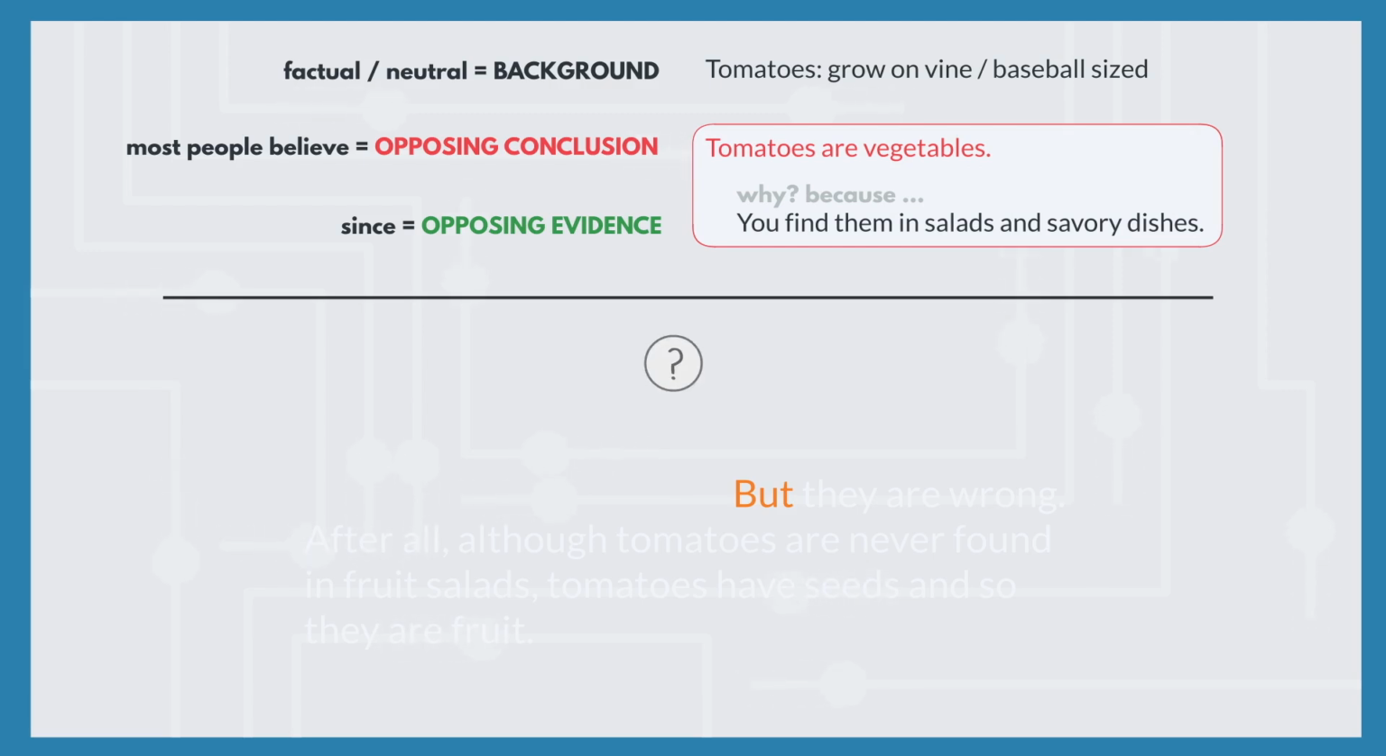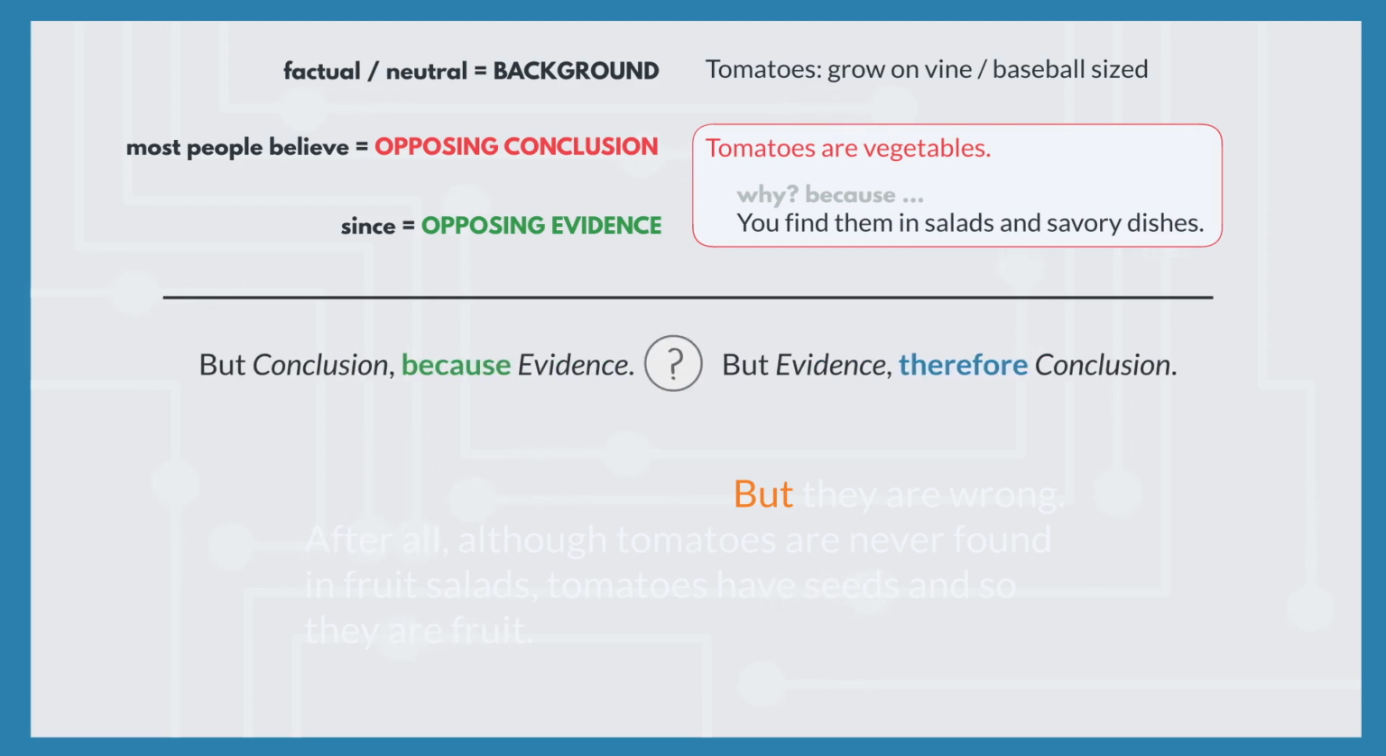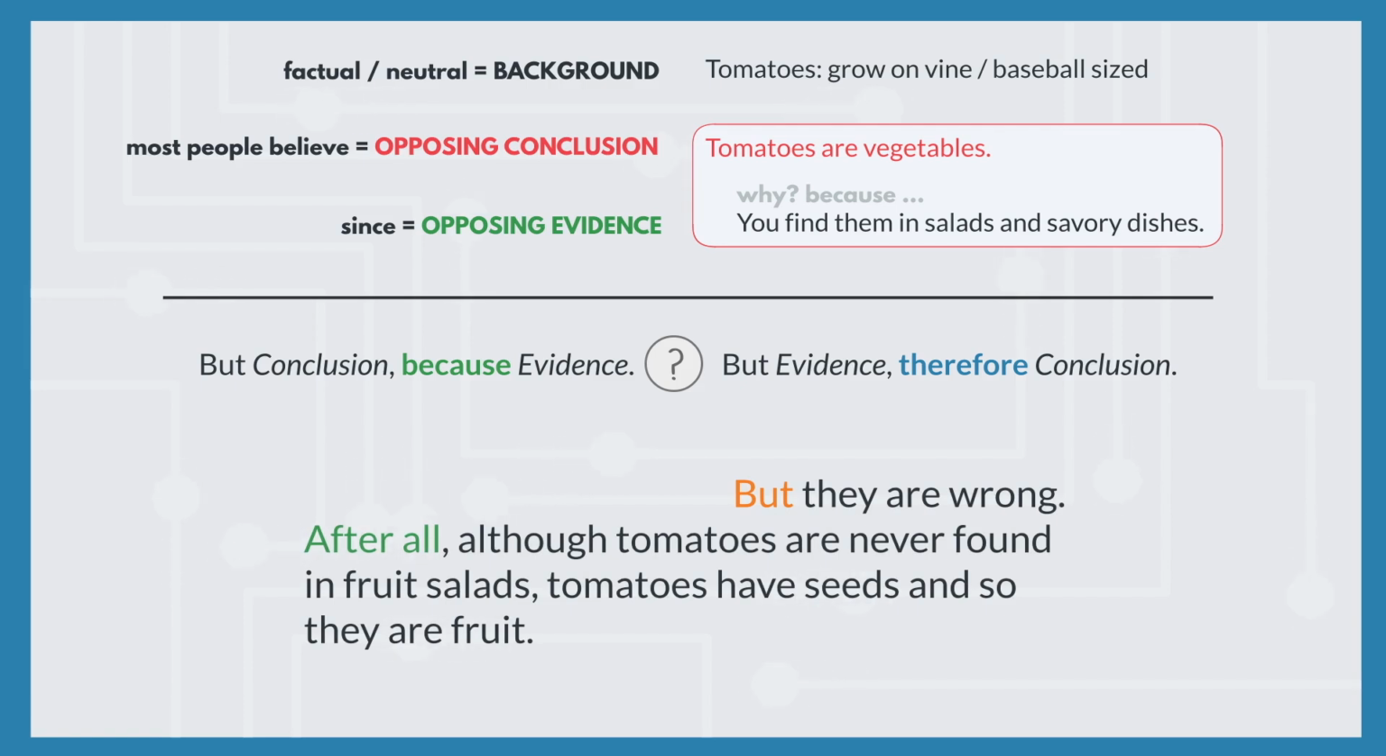Are we going to start with conclusion and then go to evidence? Or are we going to hear a premise and then get a conclusion? So when we look here, after all is showing us that the last idea is support. That's part of FABS. So we know the previous idea was a conclusion.